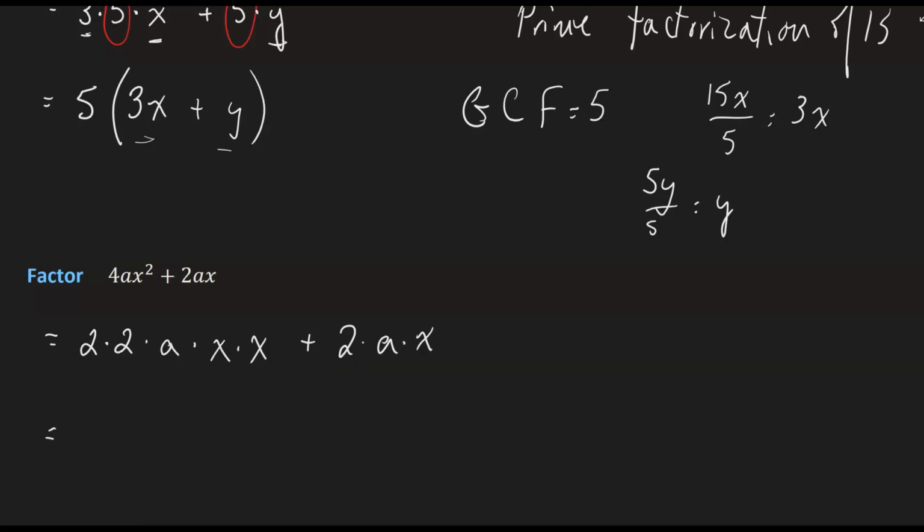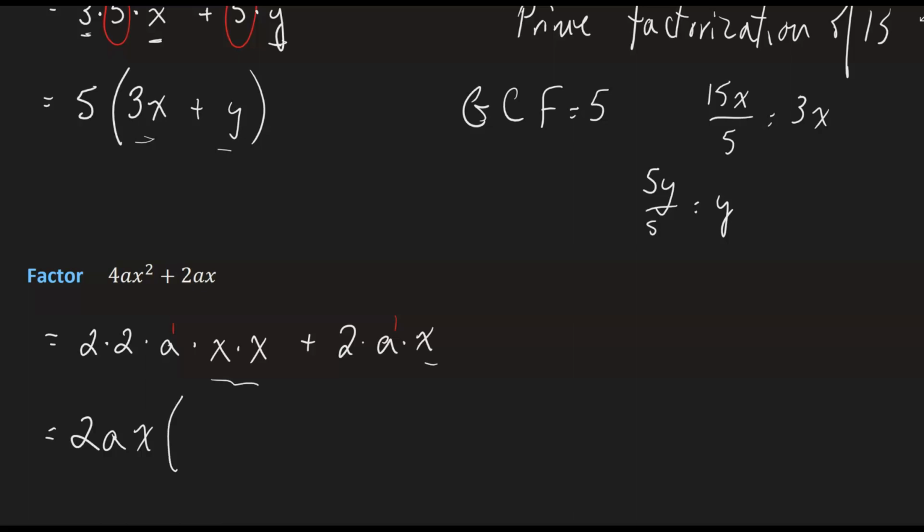So we will start with 2. And the greatest power of a that is common, each of them are to the power of 1. So a to the 1 will be part of the greatest common factor. And x, this one has x squared, this one has only x to the 1, so we will have to leave it as x to the 1. That's our greatest common factor.